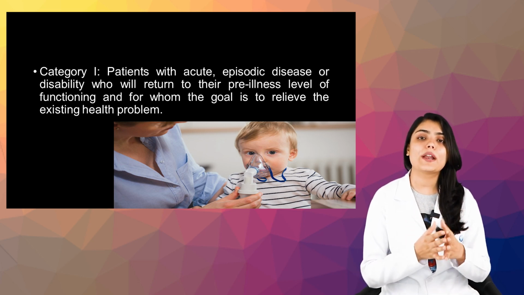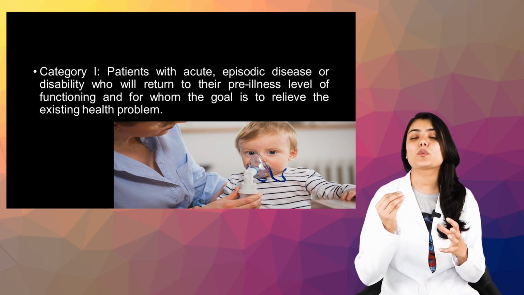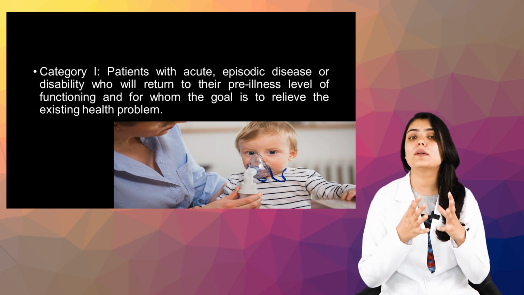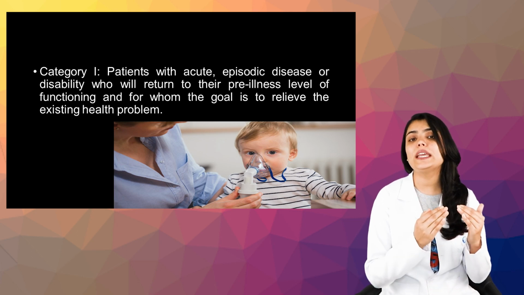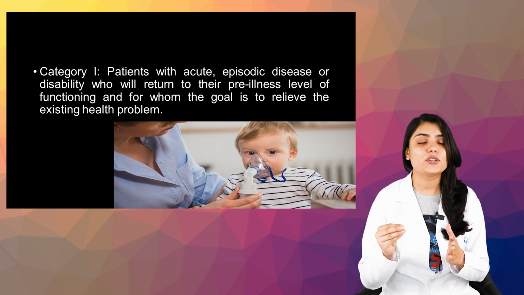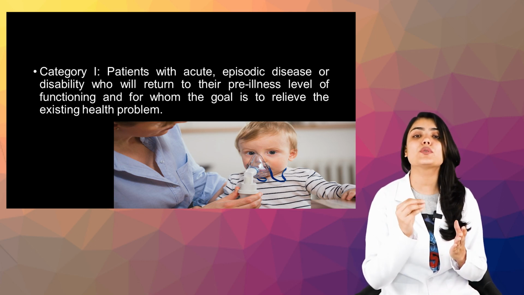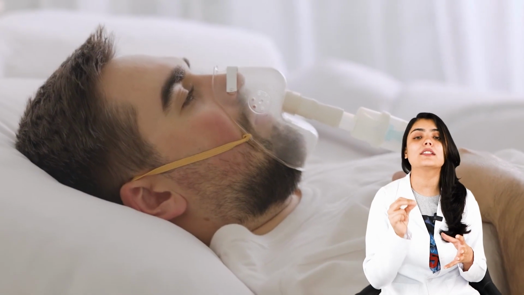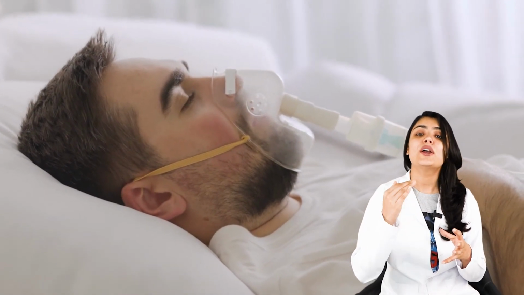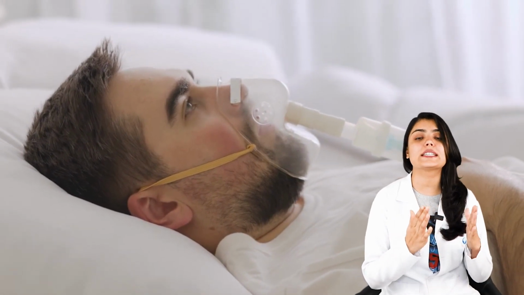In category 1, we have the patient who comes with acute illness and the patient with episodic illness who have the ability to return to their pre-illness functioning. So in category 1, those kinds of patients who come with acute illness and who have the ability to return to their pre-disease functioning, and for the healthcare worker, the only aim is to treat the existing health problem or to help the patient relieve the existing health problem, are all categorized into the first category.